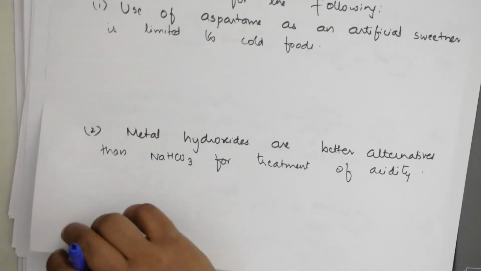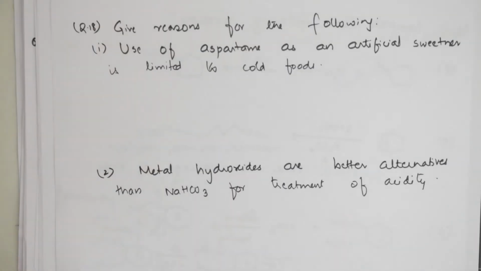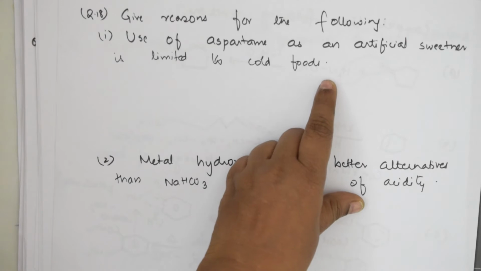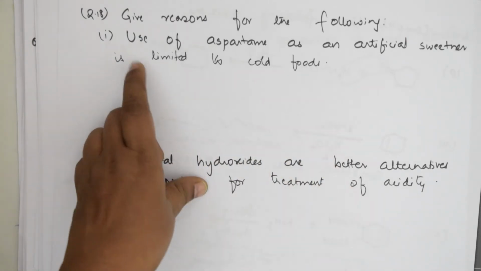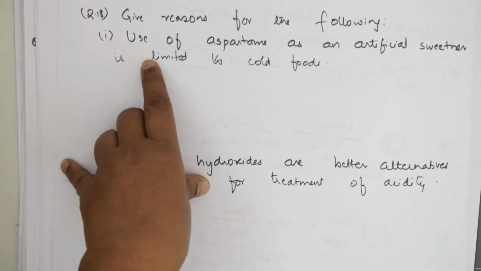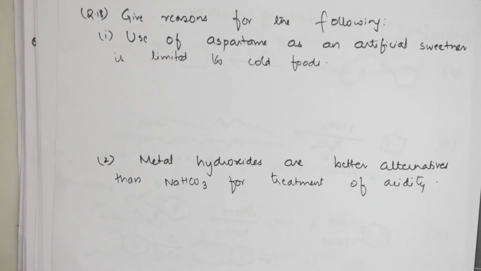What do they give me here? Give reasons for the following: use of aspartame as an artificial sweetener is limited to cold foods only. What is the reason they said? First of all, whenever such reasoning questions are given to you, remember, instead of writing a direct answer, you have to be a bit careful in answering.